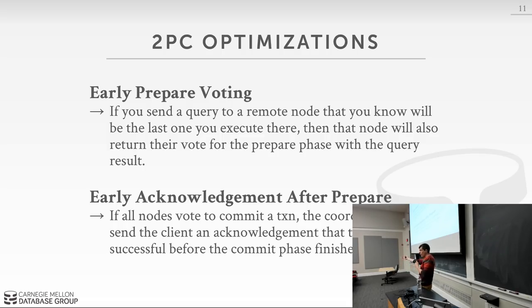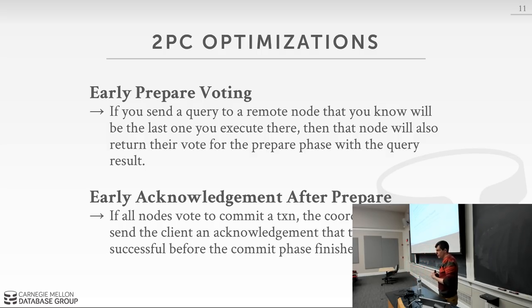We send our query request along with the prepare message, and then the node sends back the result of that query plus its vote for the two-phase commit. That way, when I enter two-phase commit, I don't need to wait for a round trip to that particular node, because I already know whether it's going to vote to commit or not.